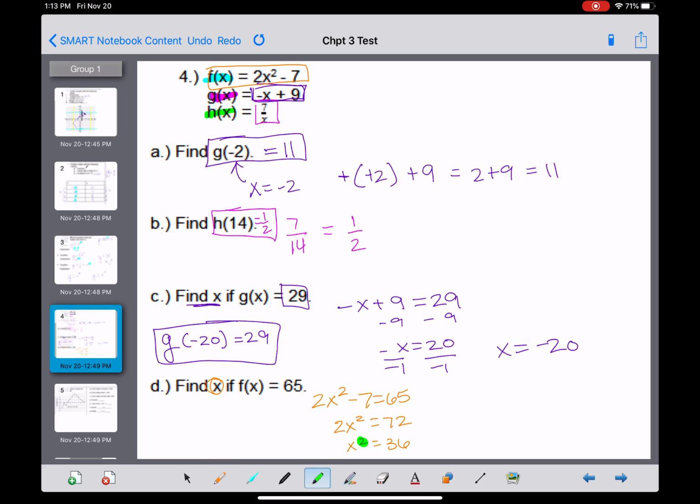The opposite of squaring a number is taking the square root. The square root of 36 is 6, but remember, there's 2 different ways to get 36. If I plug 6 back in, of course it's going to work. 6 times 6 is 36. But if I plug -6 in as well, it works. -6 times -6 is positive 36. That exponent of 2 means you're going to have 2 different answers. Our 2 answers are -6 and positive 6.